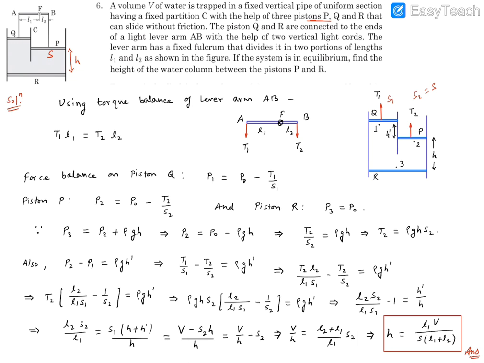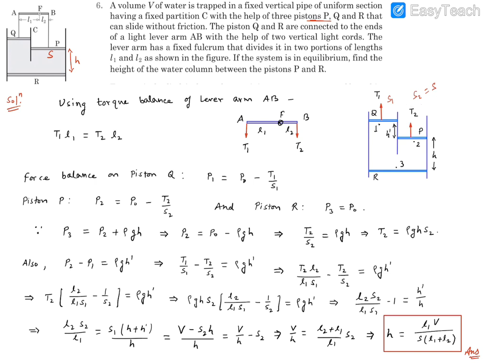Now, P3 could be written in terms of P2 as P3 equal to P2 plus rho GH. Since P3 is P0, P2 could be written as P0 minus rho GH, and we know P2 is already P0 minus T2 by S2. So these two are equal, which means T2 by S2 must be equal to rho GH, which gives the T2 expression as rho GH into S2. S2 is known to us.